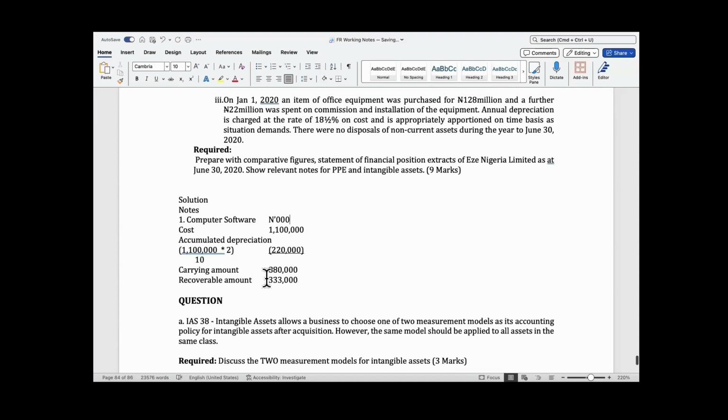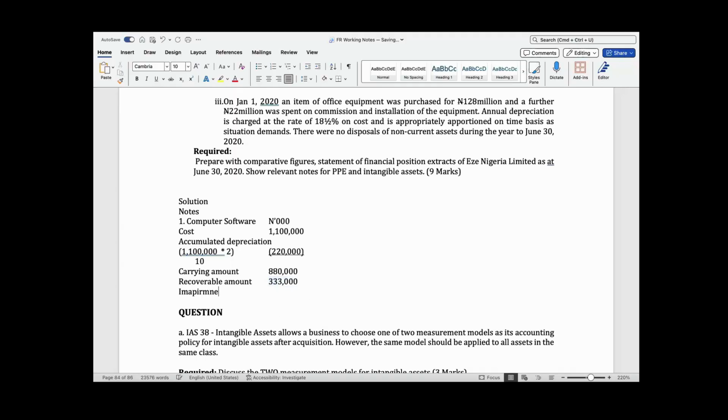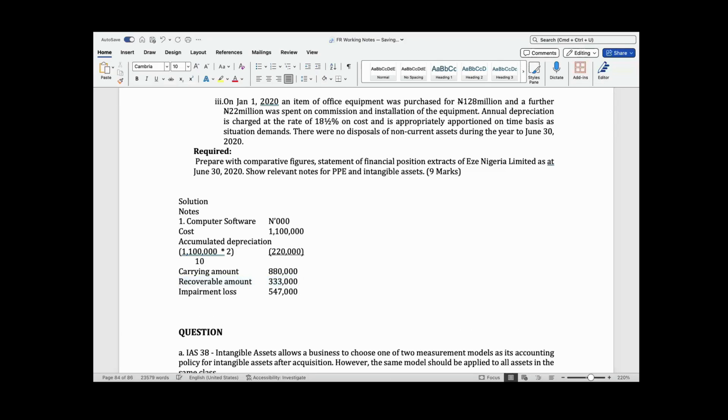So apparently it's clear that we need to measure it at 333. So that means here now we can see there's an impairment loss of how much? There was an impairment loss of 547. Yeah, there's a 547,000 impairment loss. So this will be the new value now. We need to write it down.